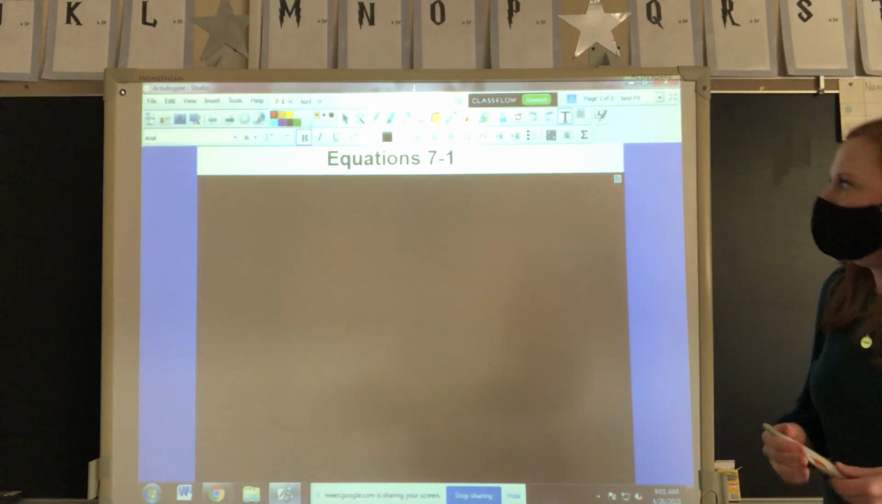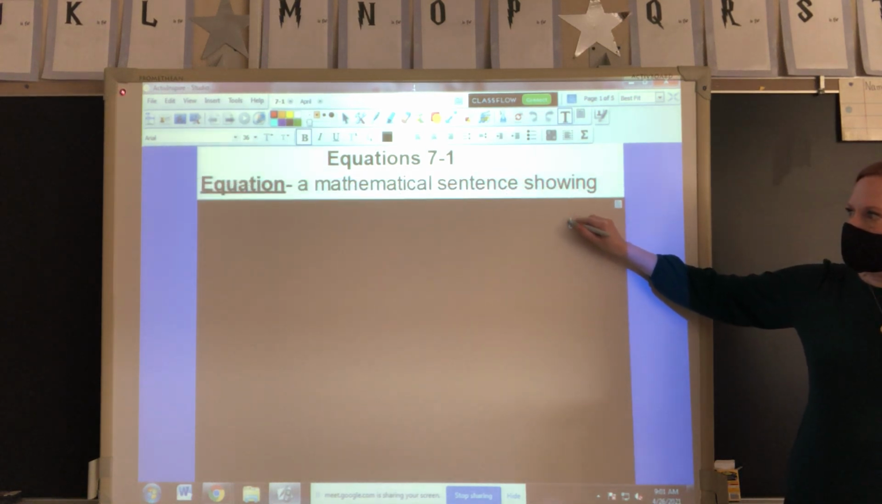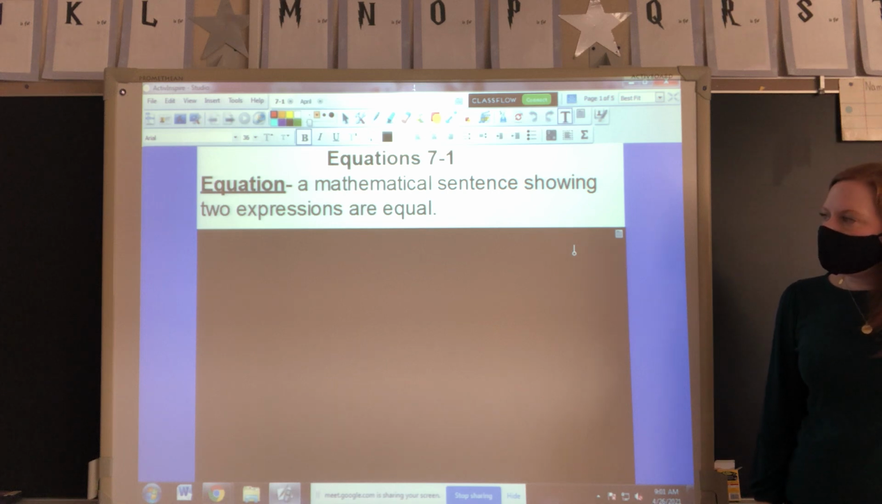Right, so we're going to be starting to look at chapter 7. So this is the first lesson for chapter 7. So we have a couple vocabulary words to get down first. So first word is equation. A mathematical sentence showing two expressions are equal.